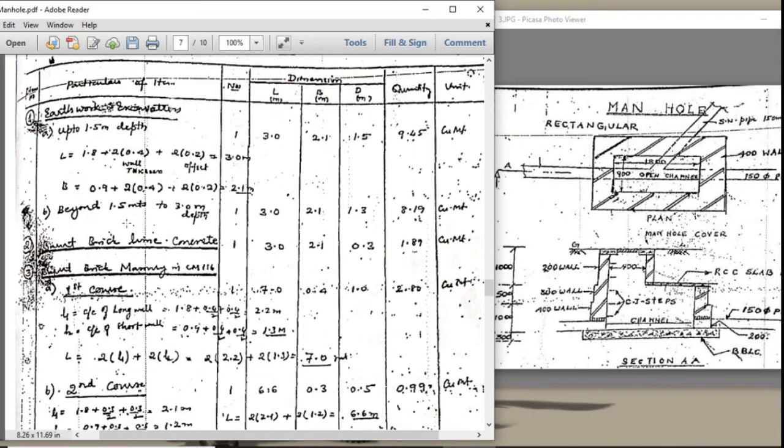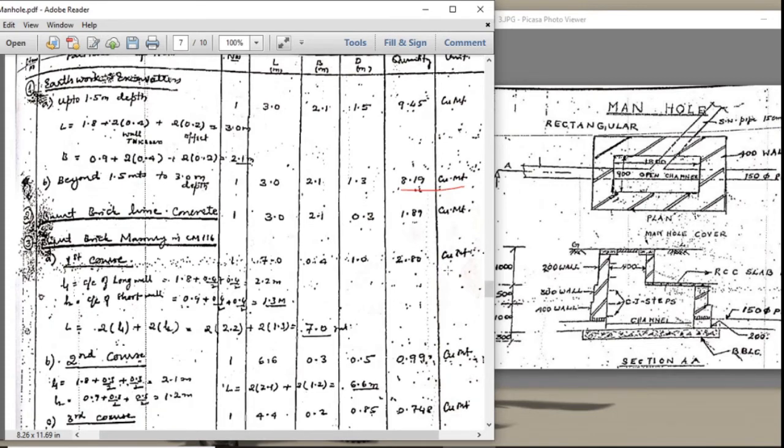So now beyond 1.5 meters to 3 meter. Okay. What we have, 1000 plus 300 we have. Okay. So the length will be same 3. Breadth will be same 2.1. Depth here will be 1000 plus 300, 1.3. So 8.19 is the cubic meter for earthwork in excavation.